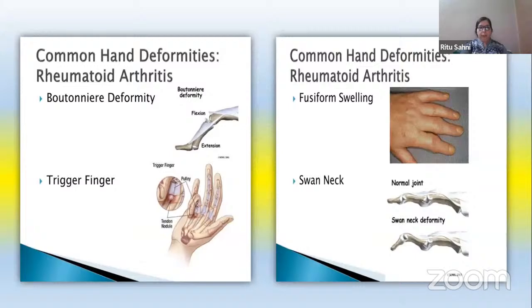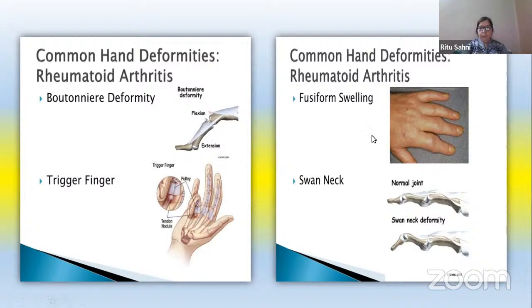So this is the boutonniere deformity, where you can see the flexion, and this is the extension, how the boutonniere deformity comes. This is the flexion, you can see the tendon, and this is the extension position. So flexion and extension. This is the trigger finger, where the finger is in the trigger position. Because the pulley is not working, the tendon nodule will not allow the movement. So this is the trigger finger.